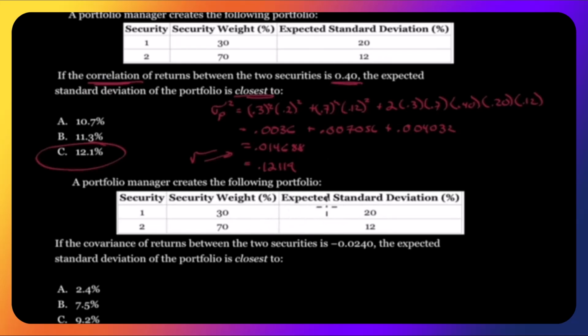A portfolio manager creates the following portfolio. It's the same setup we have above. If the covariance of returns between the two securities is negative 0.024, the expected standard deviation of the portfolio is closest to.